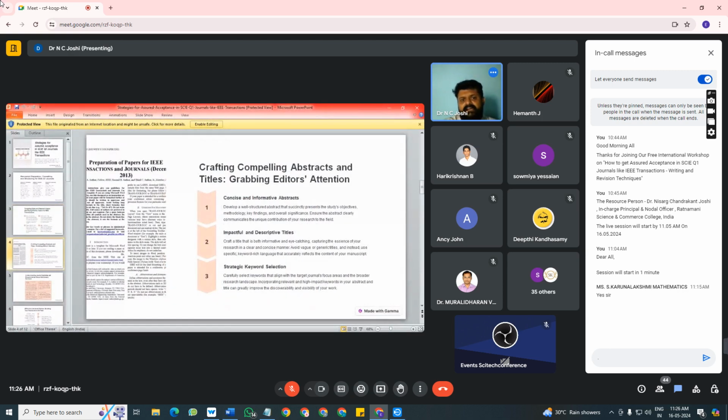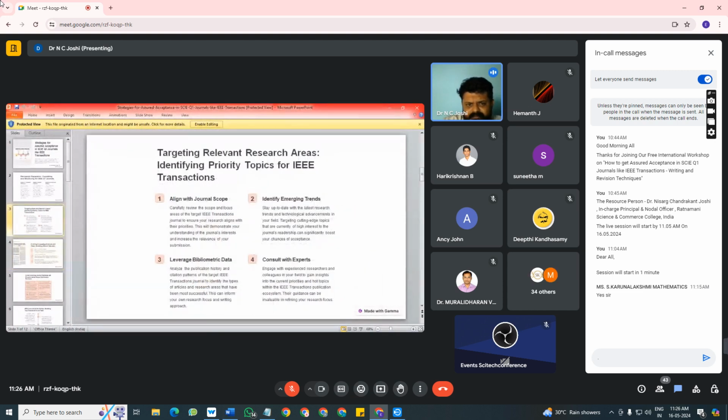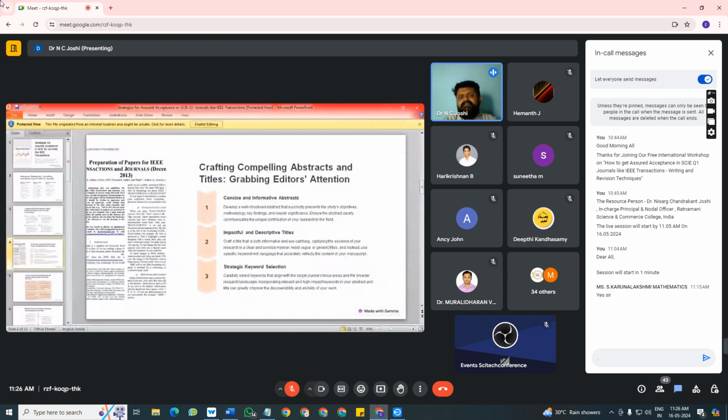Next, crafting and compiling abstracts and titles, grabbing editors' attention. In the last two slides, we showed manuscript preparation, research topic, and targeting relevant research area. But now the drafting and compiling of the abstract.